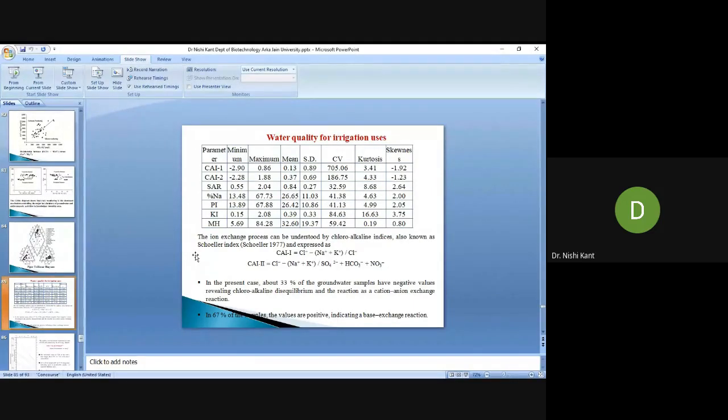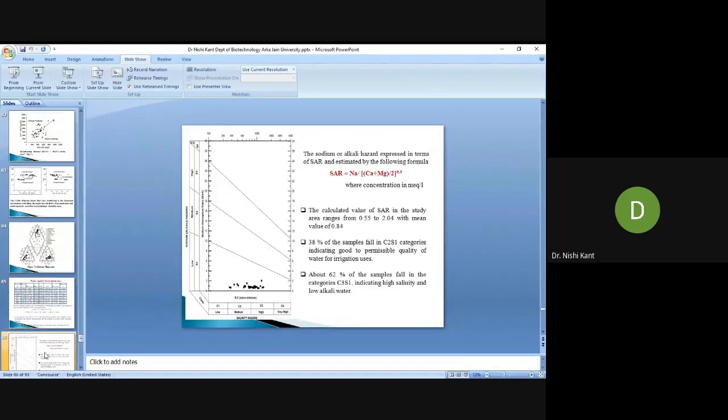In the present case, about 33% of the groundwater samples have negative values, revealing chloroalkali disequilibrium and the reaction as cation ion exchange. In 67% of the samples, the values are positive, indicating base exchange reactions. The sodium or alkali hazard is expressed with this formula, and it also shows whether the water is usable.